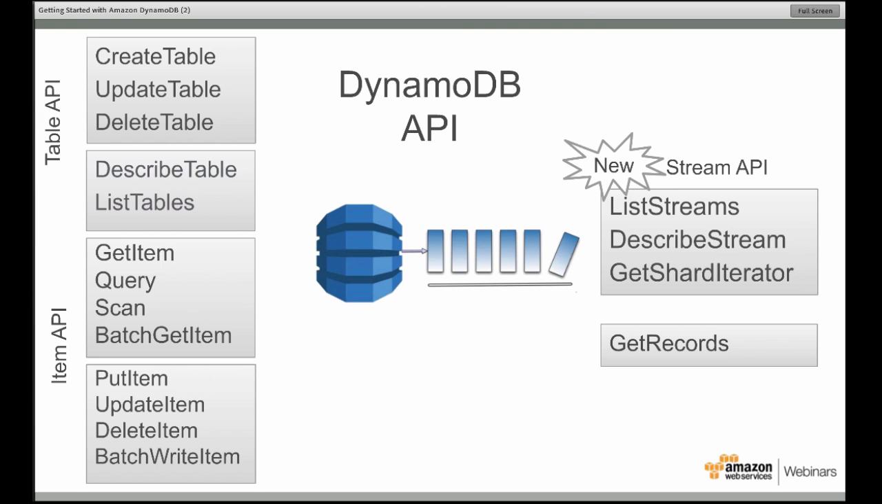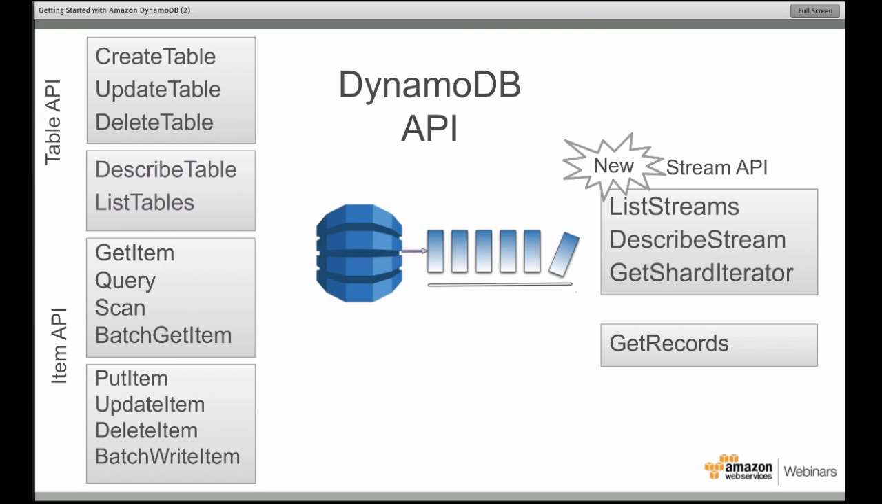GetItem obviously retrieves a single item. PutItem writes a single item to the table. You can query, you can do table scans, and you can do some batch operations as well. So not a lot to learn, really. The API is simple. There are some parameters that you can pass into these API method calls that you'll want to spend some time familiarizing yourself with. But at the end of the day, there's really not a ton of API methods that you need to learn.